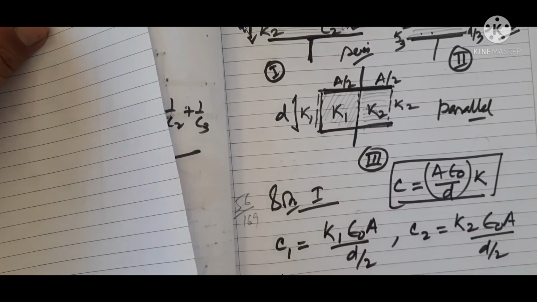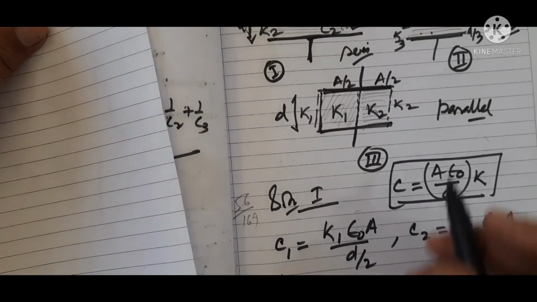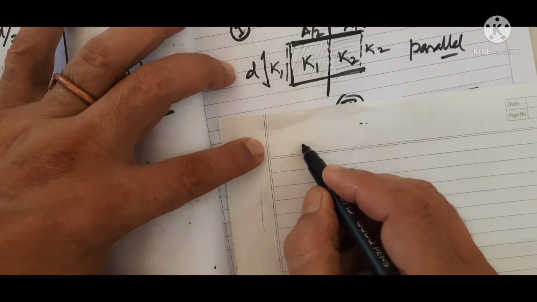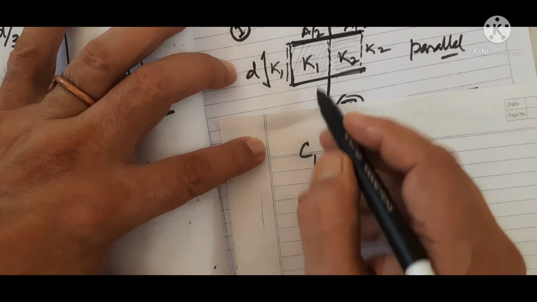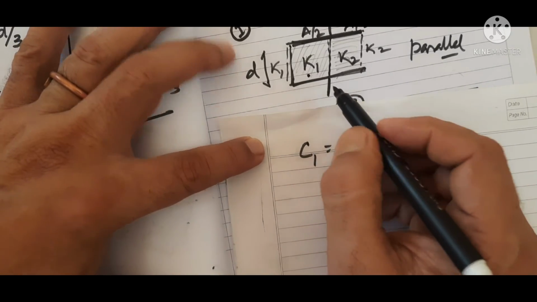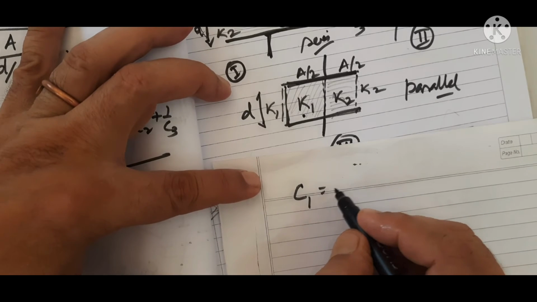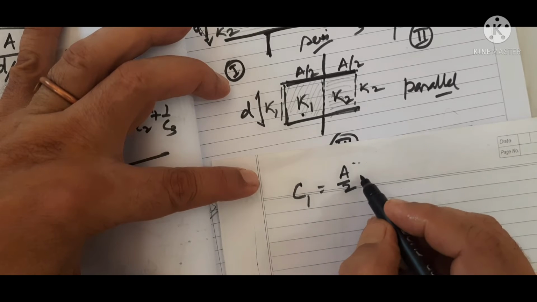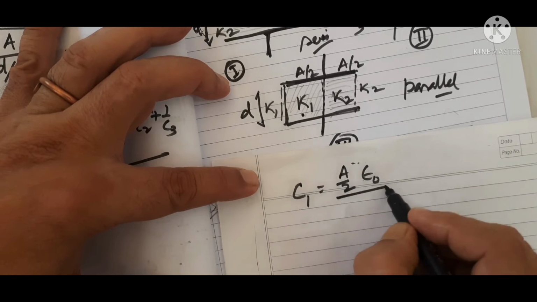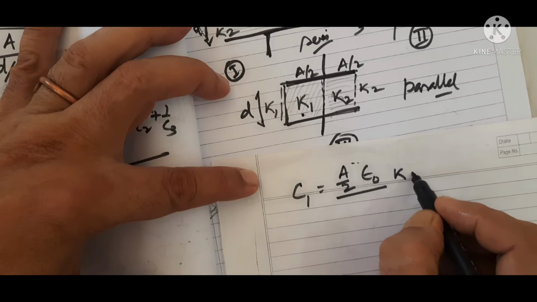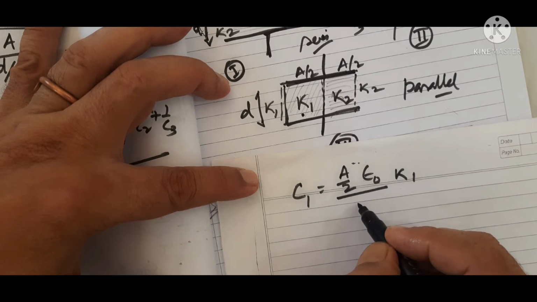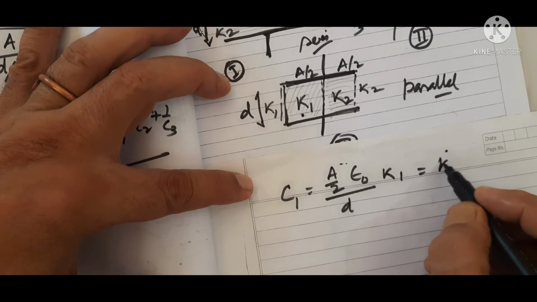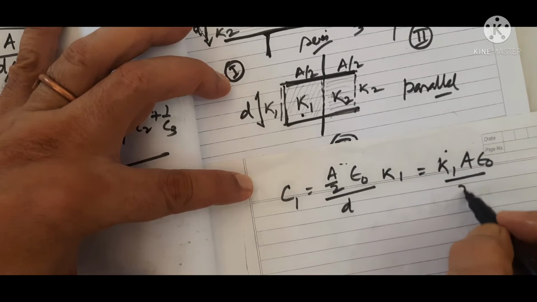These two dielectric mediums are connected in parallel. So how to solve it? We can solve this in this manner. C1, the first part, will be equal to: the area becomes half, so A by 2, epsilon naught, and the dielectric constant K1, by distance. The separation remains the same, so C1 equals K1 A epsilon naught by twice D.